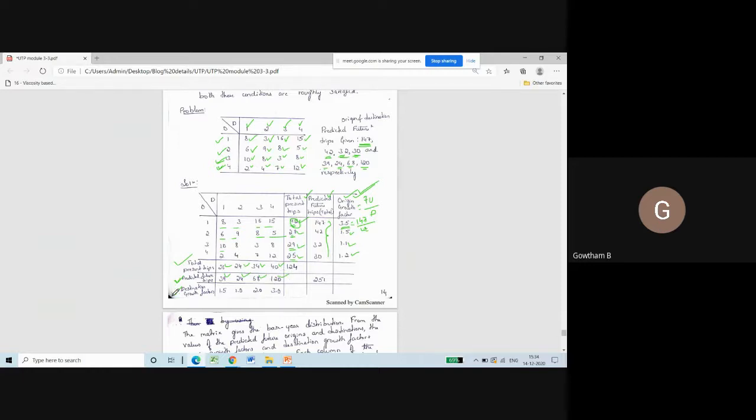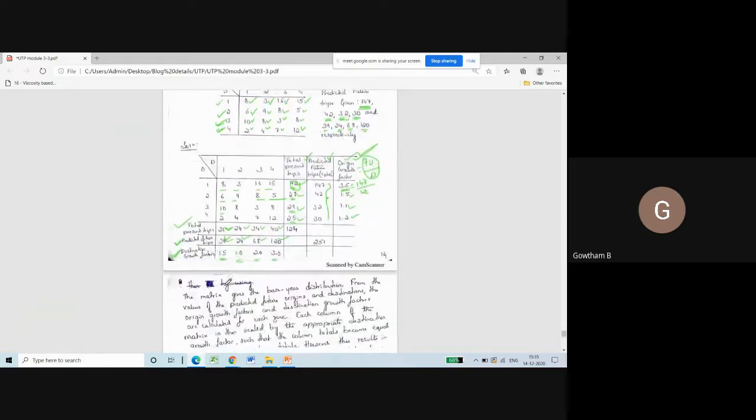Now you calculate the destination growth factor by using the same formula, future divided by present trips. Here future is how much? 39. Present is 26. Therefore 39 divided by 26 is equal to 1.5. 24 divided by 24 is 1. 68 divided by 34 is 2. 120 divided by 43. Now you have calculated the origin growth factor and destination growth factor.